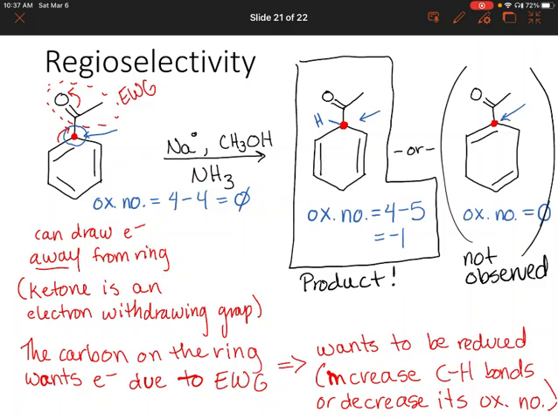So let's look at another scenario. Let's say instead of an electron withdrawing group, we have an electron donating group.